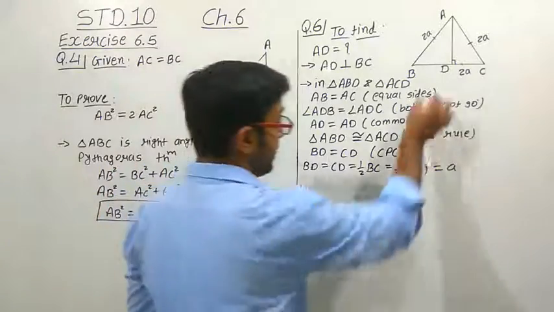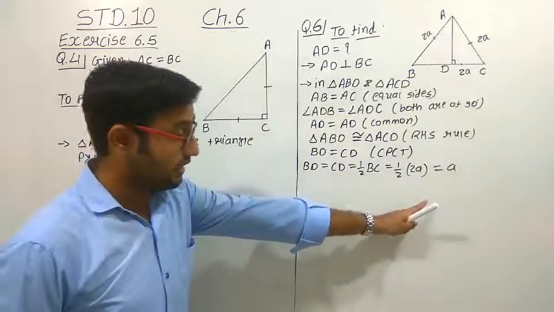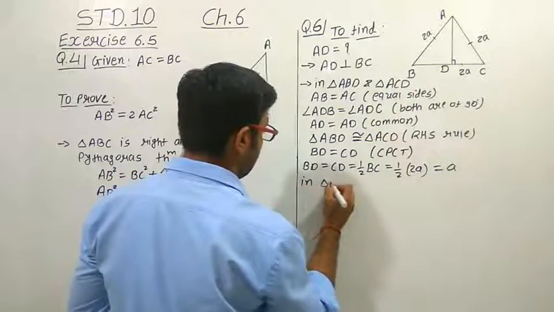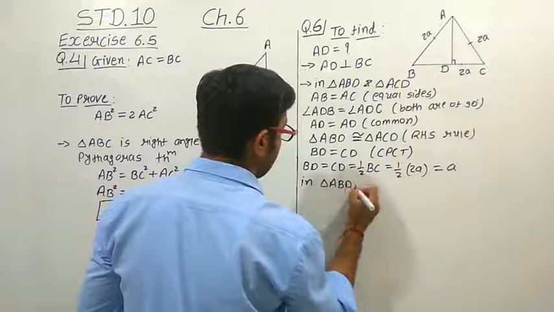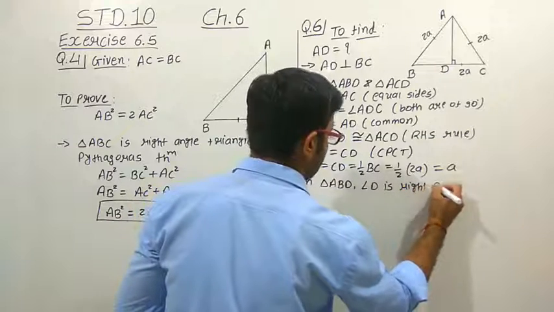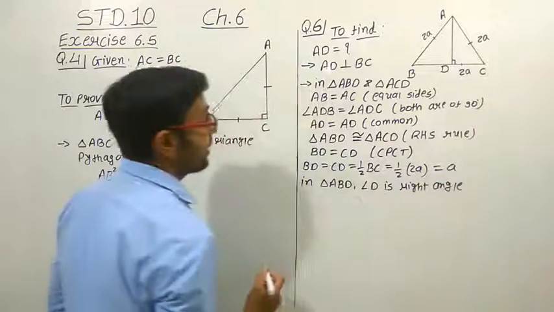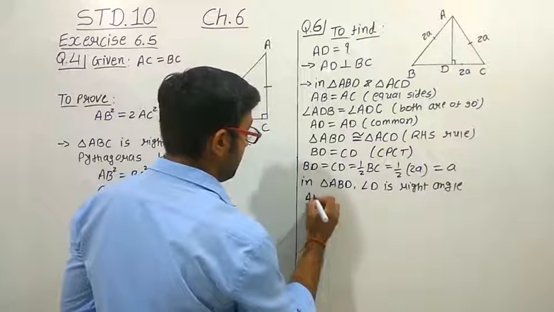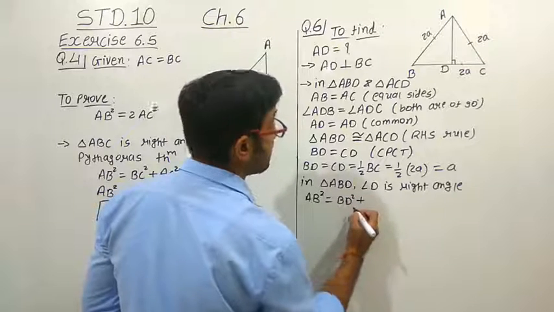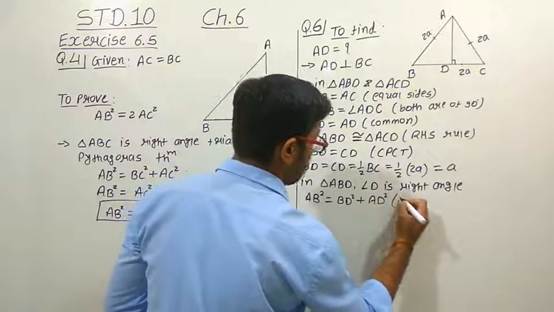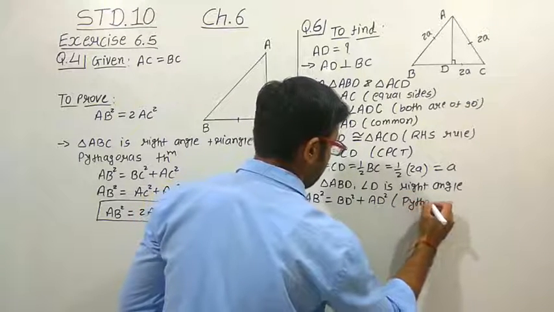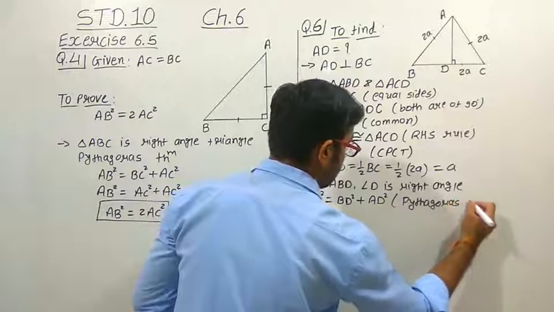So what is the thing we required? Either BD or DC. Now we get the value of that, which is a. Now we can apply the Pythagoras theorem. So in triangle ABD, angle D is a right angle. So according to the Pythagoras theorem, now we can write down that AB square is equal to BD square plus AD square. Right? This we can write down according to the Pythagoras theorem.